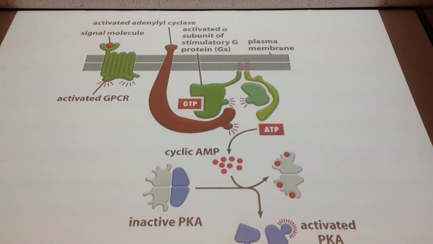Yes, ma'am. There's no more, and there's no. One thing is not more important than the other. They're all important because if any one of these is missing, then you're not going to carry out gene expression. Yes, ma'am.